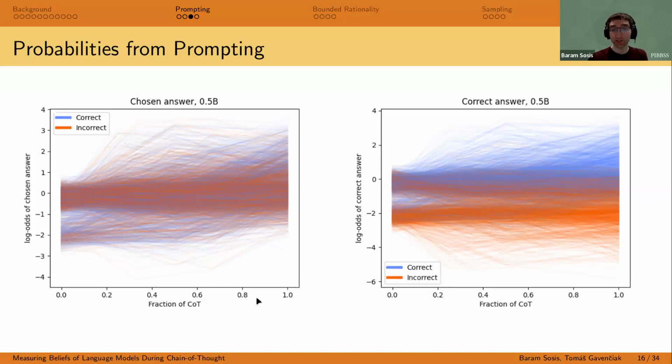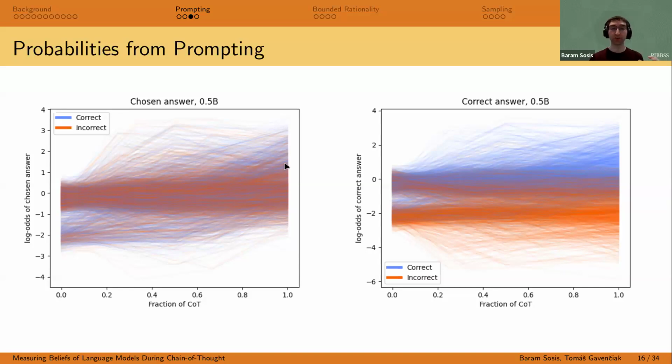So the thing to look for here is, sorry, on the x-axis we're plotting the fraction of the chain of thought that we go through. They're all different sizes. I think for one of the models, it ended up getting stuck in a loop, and there's a chain of thought here with like 100 sentences or something crazy like that. But most of them are reasonably sized. And then on the y-axis, I'm plotting the log odds of one of the answers. On the left-hand side, I'm plotting the log odds of the answer that the chain of thought picks.